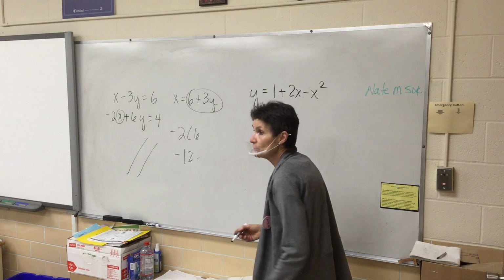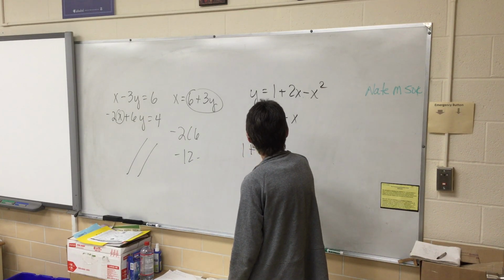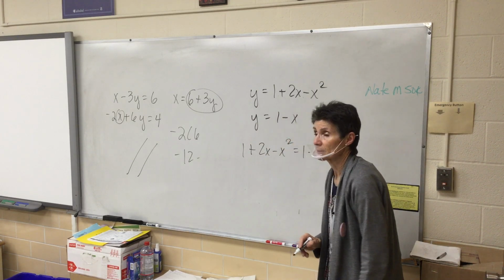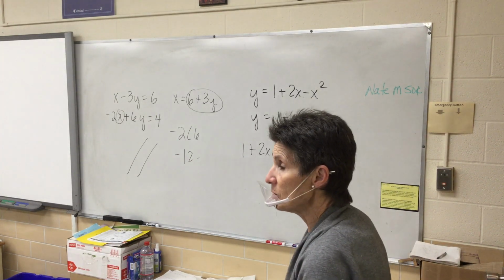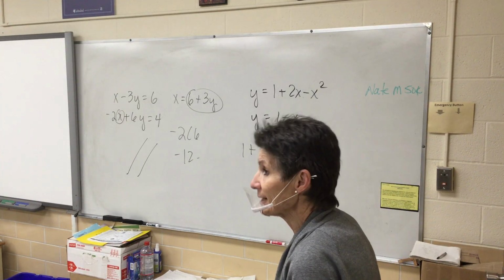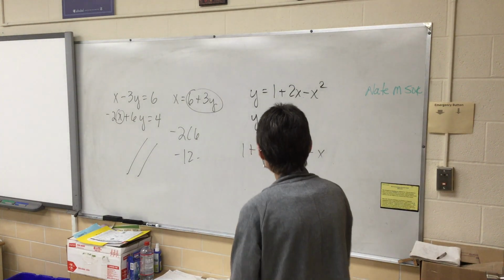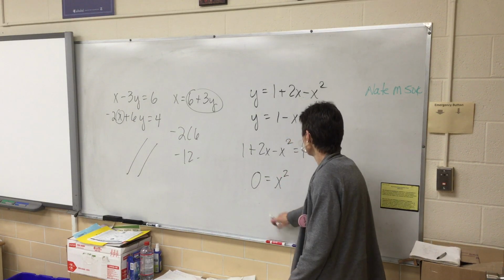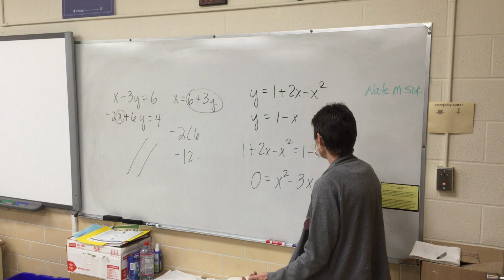How about set them equal to each other? Can't we just set them equal? So 1 plus 2x minus x squared equals 1 minus x. Now we're right back to where we were a second ago. Got a quadratic equation, so we're going to move everything, get it set equal to 0. I'm going to add it all over here, so I'll have x squared minus 3x.